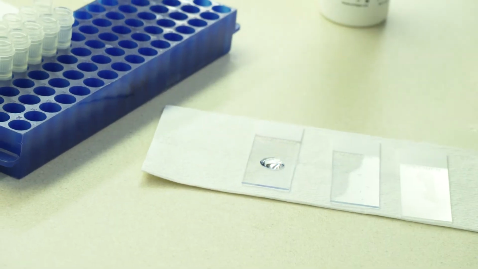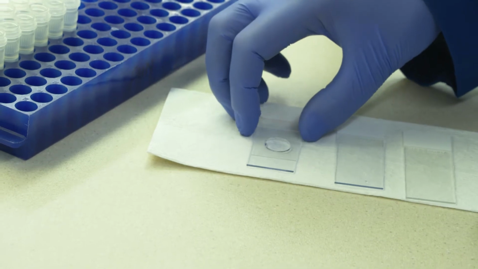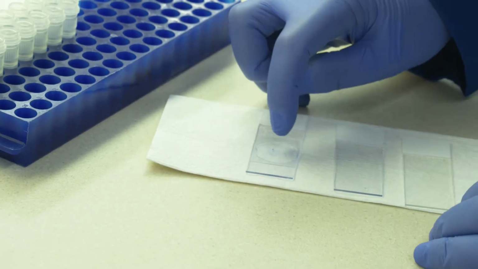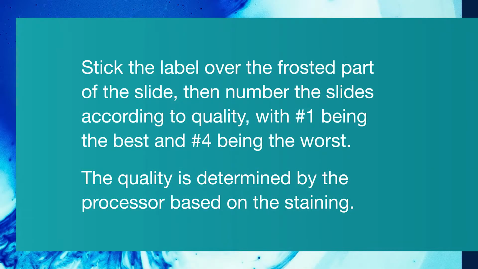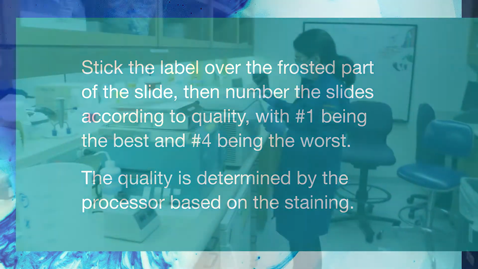4 sputum slide labels, each with a unique barcode, will be provided by the central biorepository. Stick the label over the frosted part of the slide, then number the slides according to quality, with number 1 being the best and number 4 being the worst. The quality is determined by the processor based on the staining.